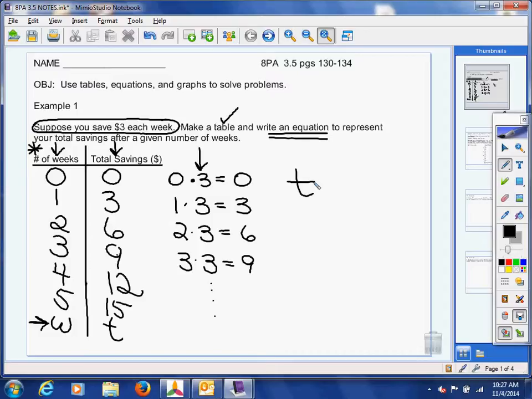And then we're going to set it equal, because this is an equation that we're forming. How do I figure out total savings? What did I do with the weeks to get total savings? I multiplied 3 times number of weeks. Now I'm going to use a variable to represent any number of weeks, and I'm going to call it W for weeks. So T for total savings, W for weeks, and that's how I calculate total savings. Whatever week number it is, multiply that by 3, that's how much money I should have saved.